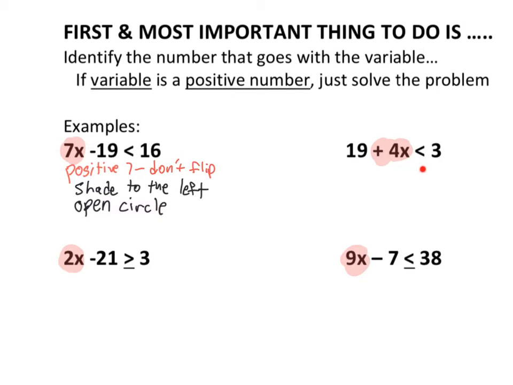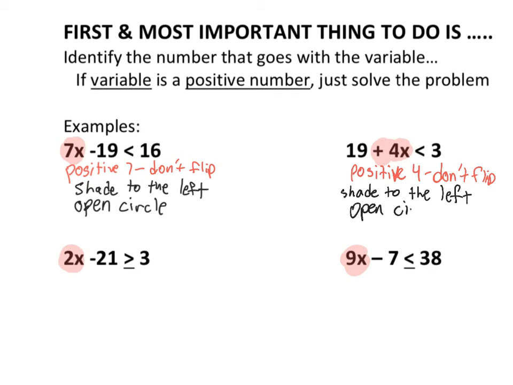19 plus 4x is less than 3. So we need to make sure we know it is a positive 4. So we do not flip. When I say that, I mean do not flip the inequality sign. We also need to know that we need to shade to the left. And it would be an open circle because it is not also equal to.